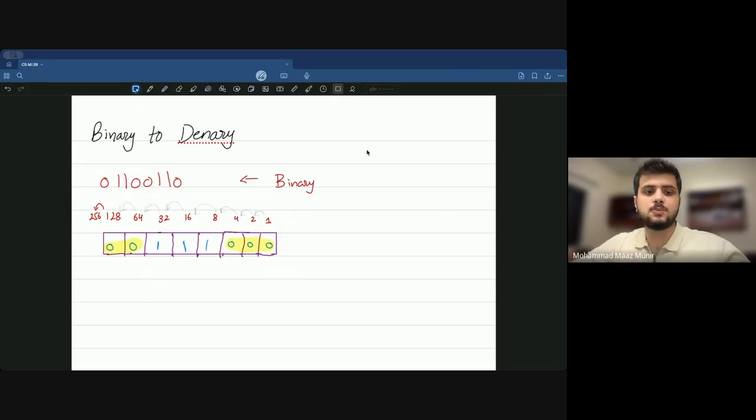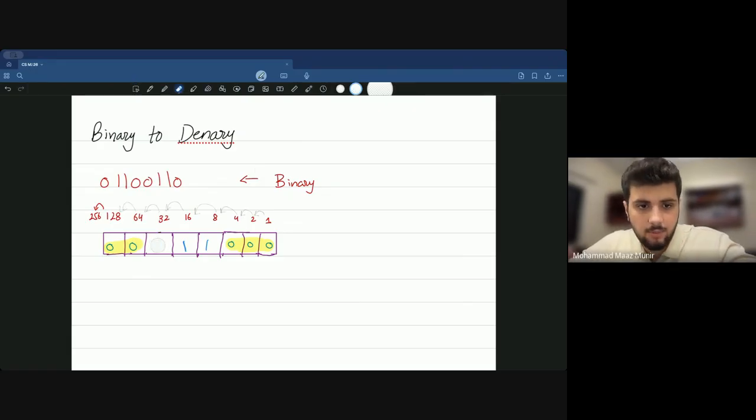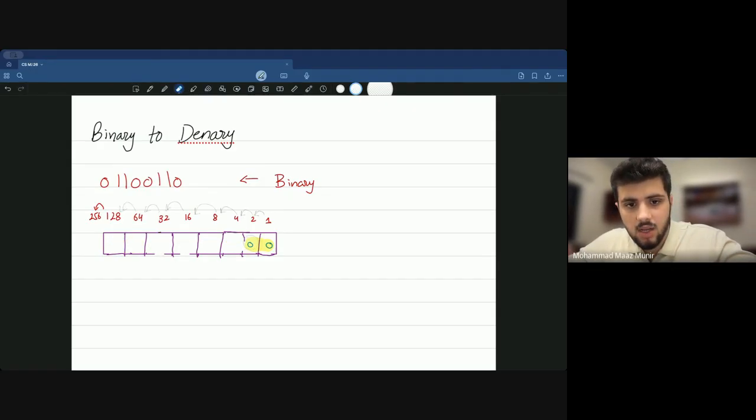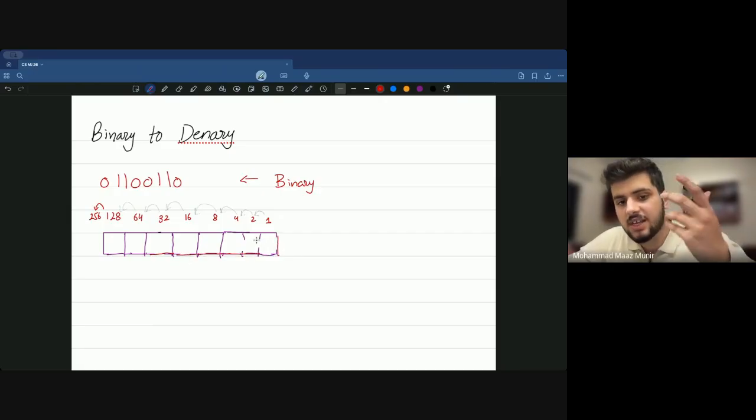Let's say we have this specific binary number which we were discussing above. Let me erase all this, and you're given a specific binary number like 011001110. Now how will I convert it? We're just going to apply reverse engineering. We will apply a reverse mechanism.